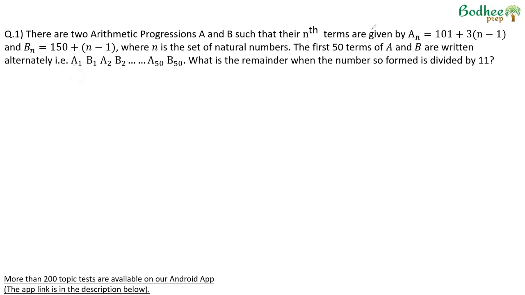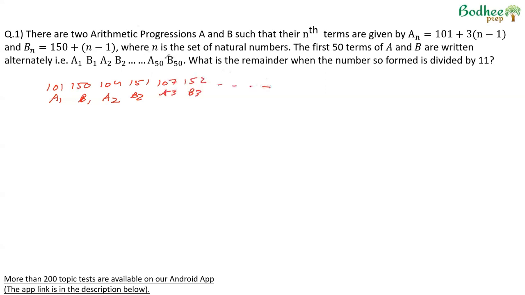So if we start by writing a1, putting the value 1 here, this will be 101. b1 will be 150, putting n as 1 here. This is a1, this is b1. For a2, we'll just increase it by 3, because if you put n as 2, 2 minus 1 is 1 into 3 is 3 plus 101 is 104. This becomes a2. B will increase in steps of 1, so this becomes 151. Then a3 is 107, b3 is 152 and so on.